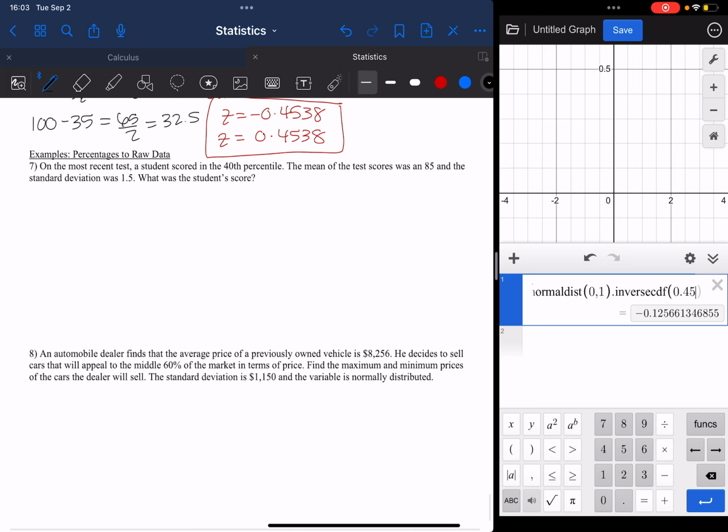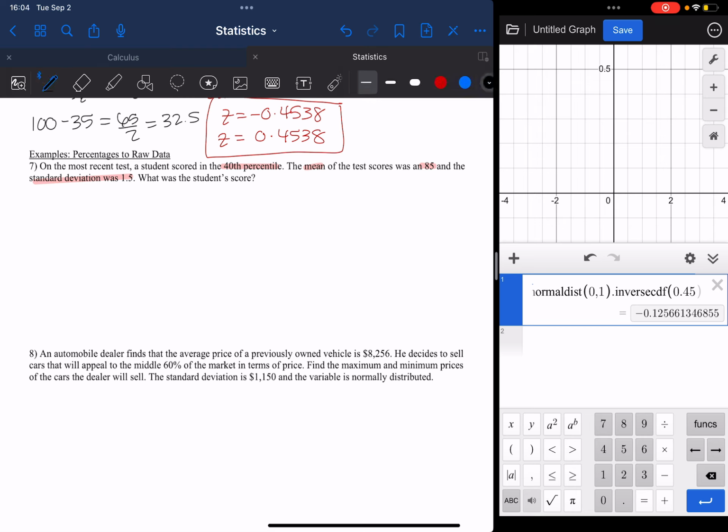Next portion of the notes, let's say we have percentages and we need to convert them to raw data. So now we're combining the two things. We're combining using inverse norm, and then we're combining using our z-score formula to find x. So number 7 says, on the most recent test, a student scored in the 40th percentile. The mean of the test scores was 85 and the standard deviation was 1.5. What was the student's score?